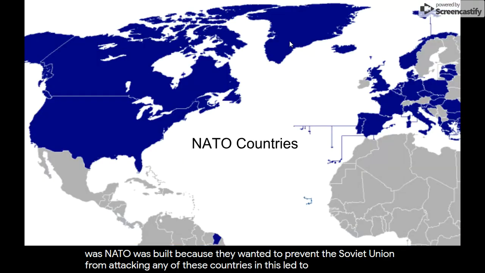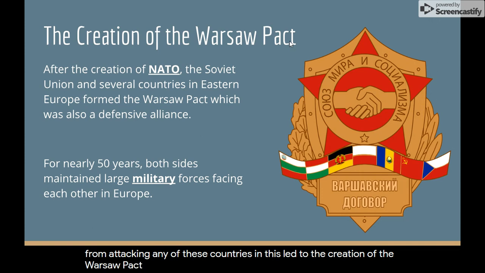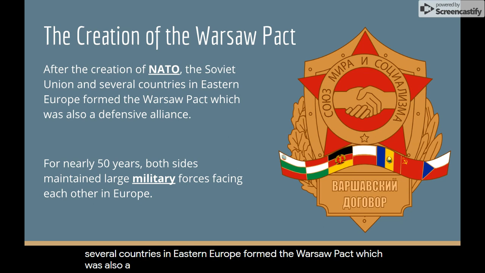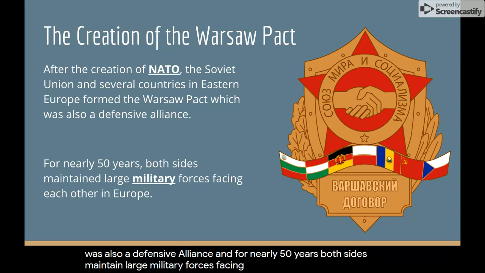And this led to the creation of the Warsaw Pact. So after the creation of NATO, the Soviet Union had several countries in Eastern Europe form the Warsaw Pact, which was also a defensive alliance. And for nearly 50 years, both sides maintained large military forces facing each other in Europe.